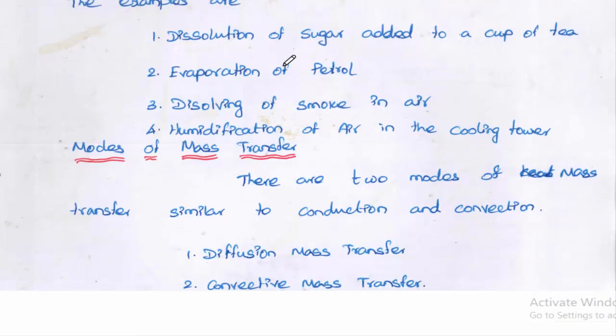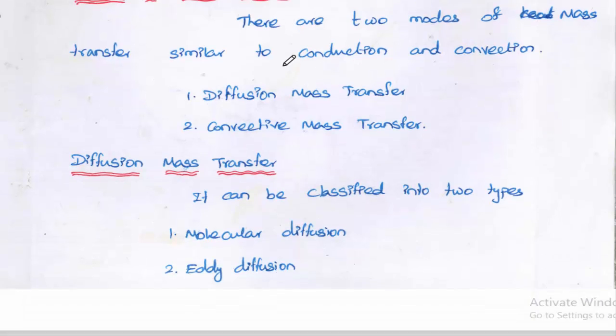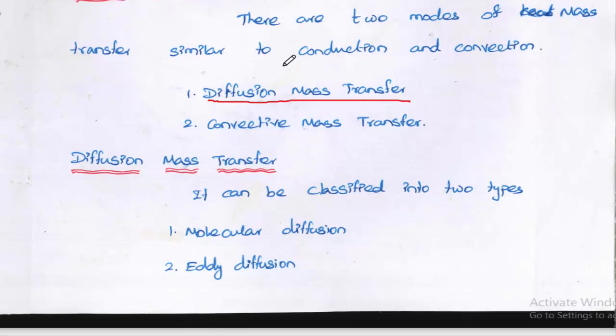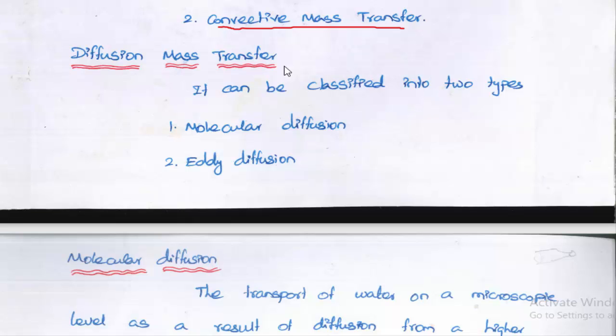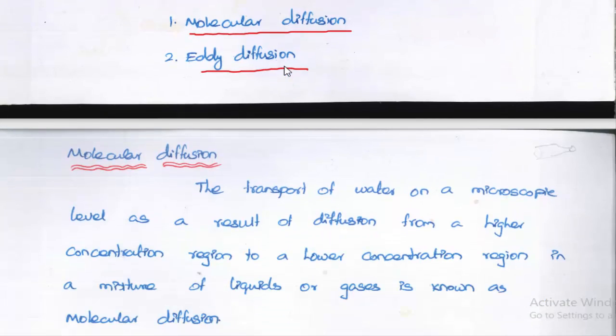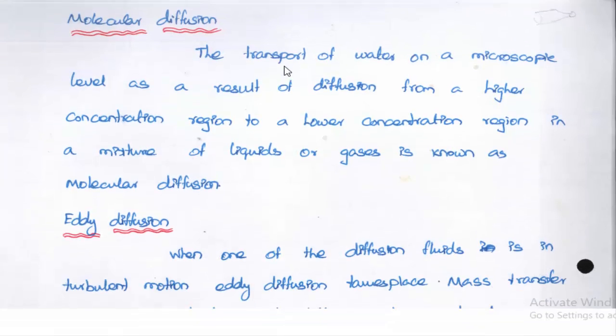So this mass transfer happens in two modes. First one is diffusion mass transfer, second one is convective mass transfer, right? We will see what diffusion mass transfer and convective mass transfer are later. Now the diffusion mass transfer can be classified into two categories. One is molecular diffusion, second one is eddy diffusion. We will see the definition for molecular diffusion and eddy diffusion.